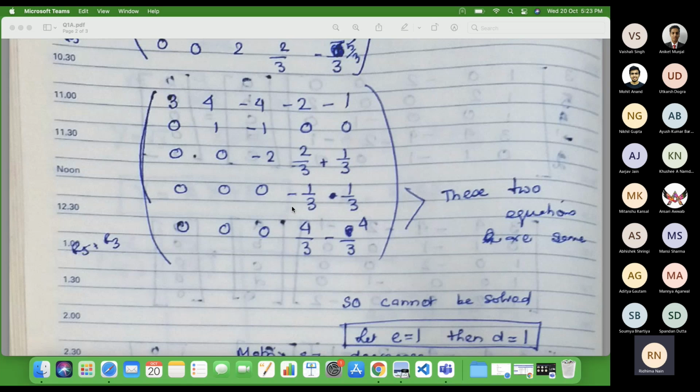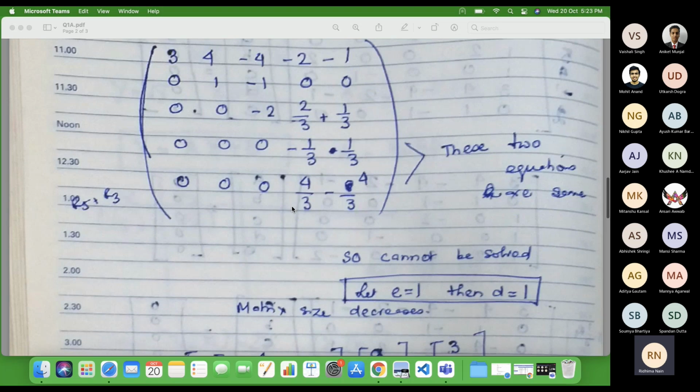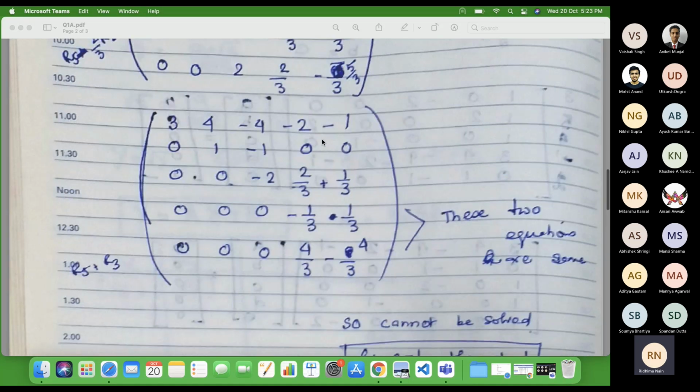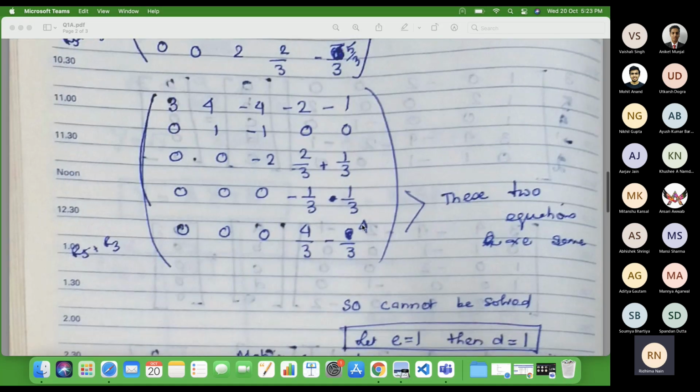carry forward the calculations. But some of you subtracted these 2 equations, and the last row was 0 0 0, and you proceeded with the back substitution method. Even if you've proceeded with the back substitution, I've given marks, but I've deducted 2 marks. 2 marks were for this explanation. You were supposed to mention that these 2 equations are not the same.